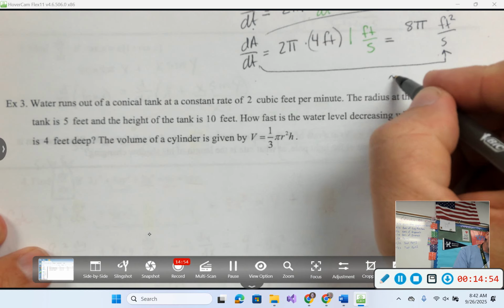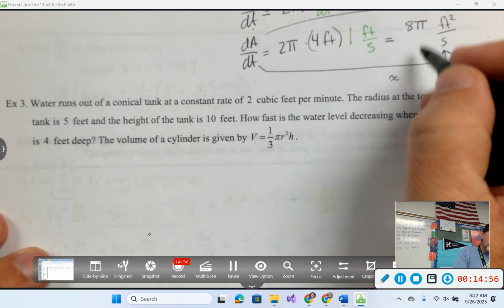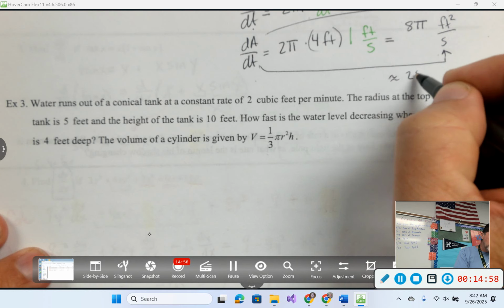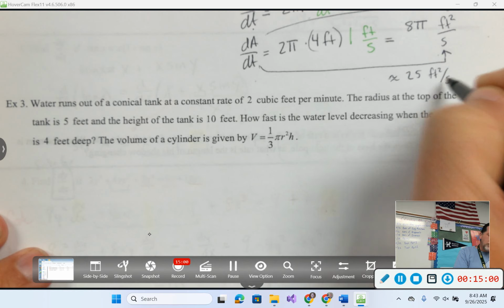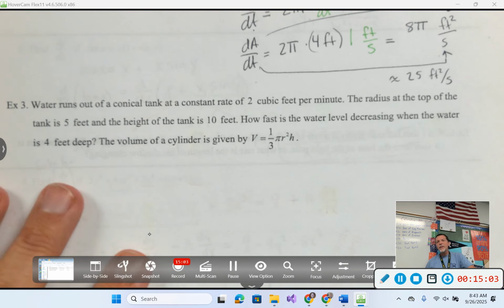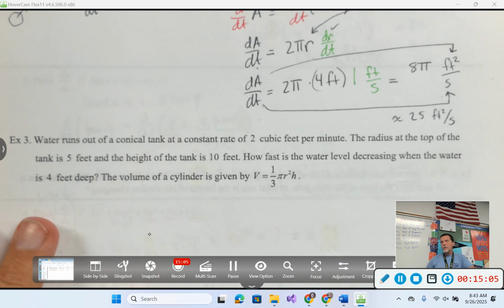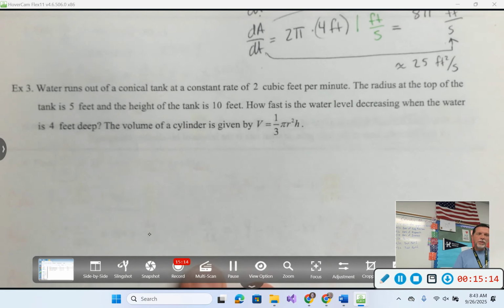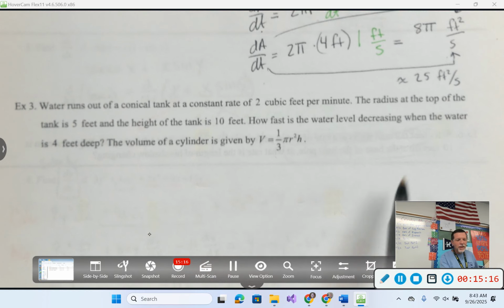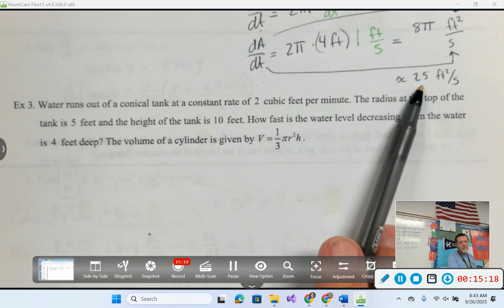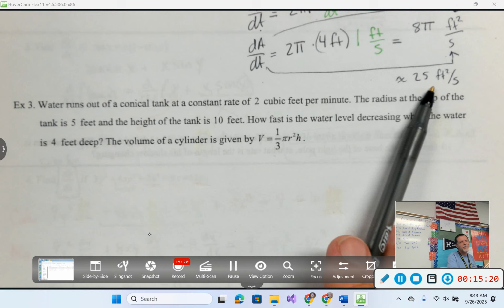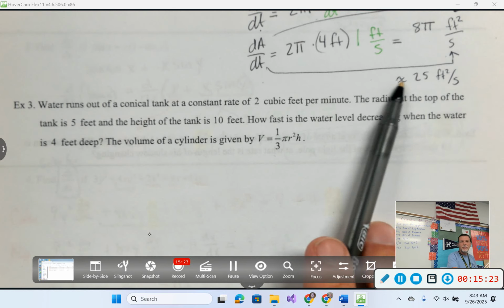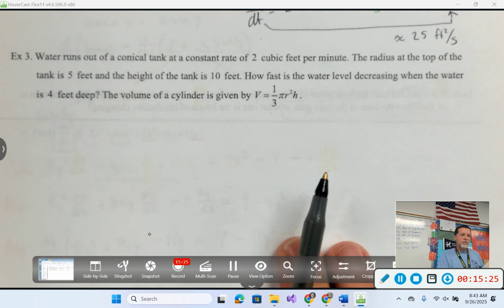Oh, I have a little note here. 8 times 3 is 24, but pi is a little more than 3, so just to try to get a sense of the problem, the area of that circle is expanding by 25 feet squared every second. I don't have a good feel if that seems reasonable or not. On some of these problems, you get a feel for them, or if you get 5 gazillion feet squared per second, hopefully you'd realize that seems a little bit big. So try to make sense of your answer when you get an answer at the end.